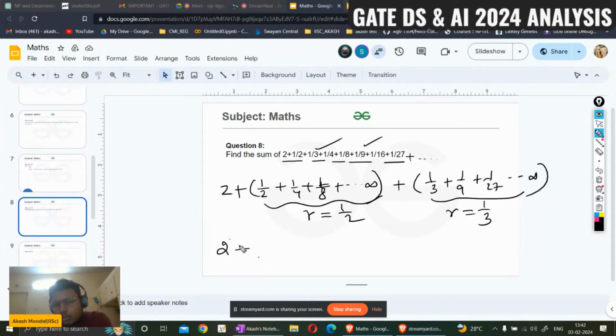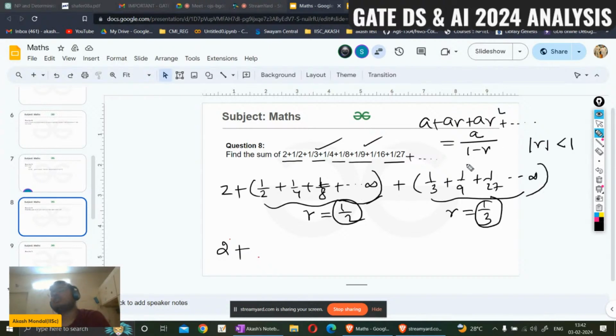So it's 2 plus, the formula for a GP series is A plus AR plus AR square plus so on. This is going to be A by 1 minus R, where the absolute value of R has to be less than 1. Here, obviously, 1/2 is less than 1 and 1/3 is also less than 1. So you can use this formula to solve this problem.